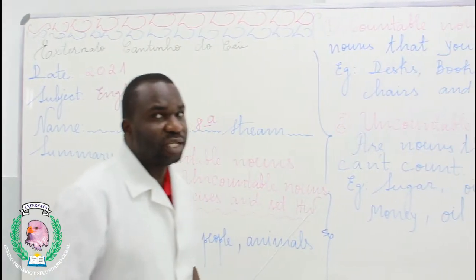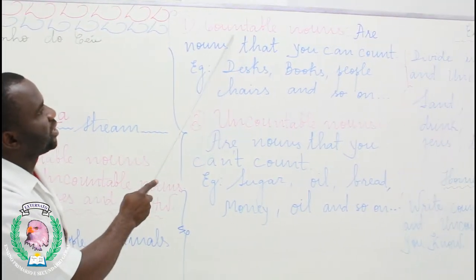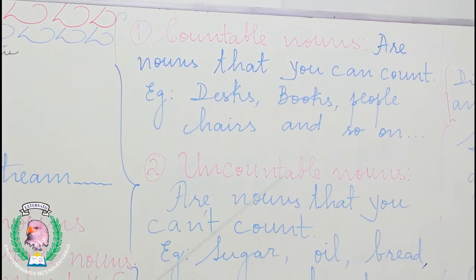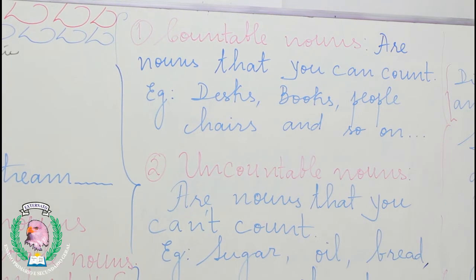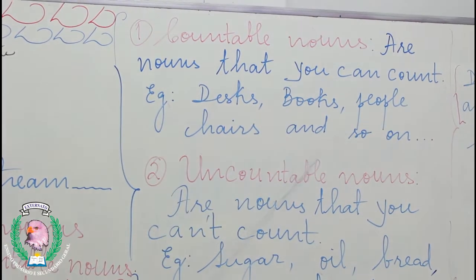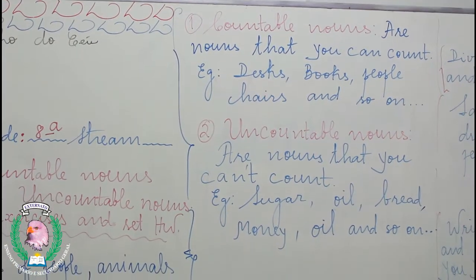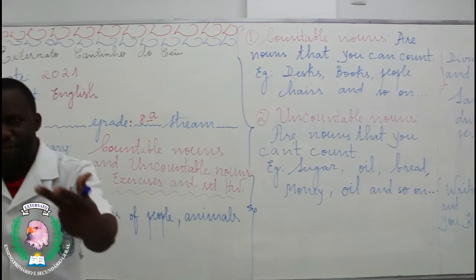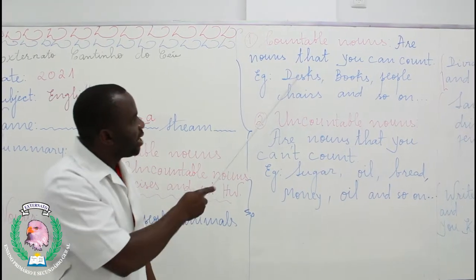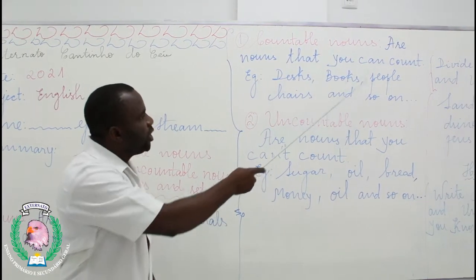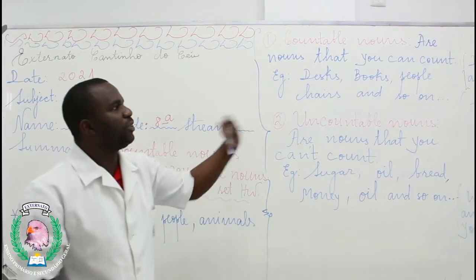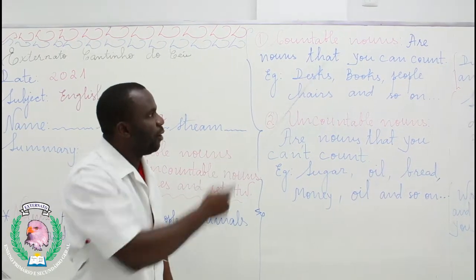In number one, here we have countable nouns, and in number two, we have uncountable nouns. As you see, countable nouns are nouns that you can count. When I say count, I mean things that you can count: 1, 2, 3, 4, 5. We have examples like desk, books, people, chair, and so on. And so on means that there are nouns that you can count.